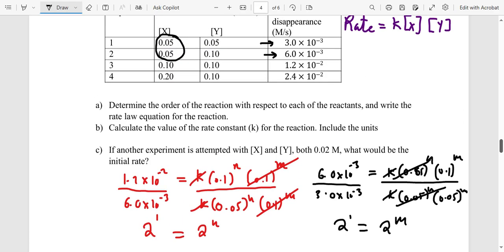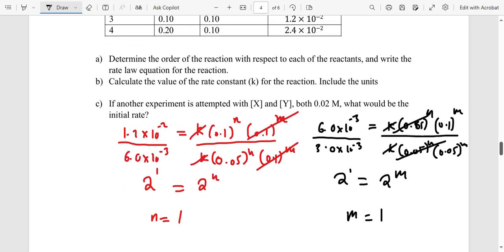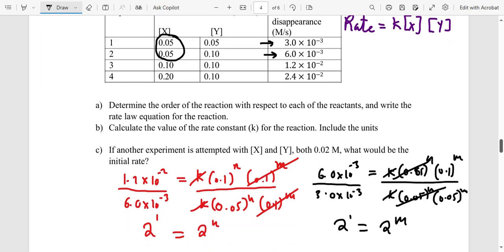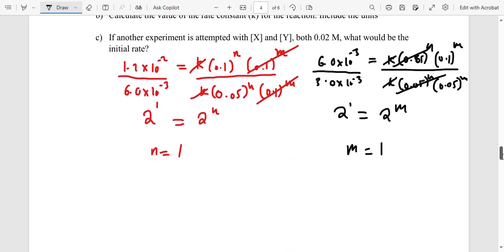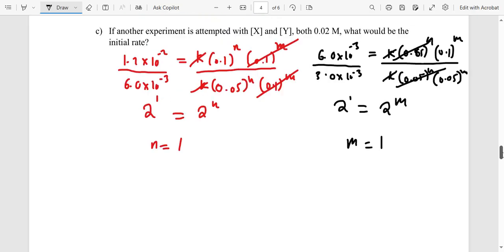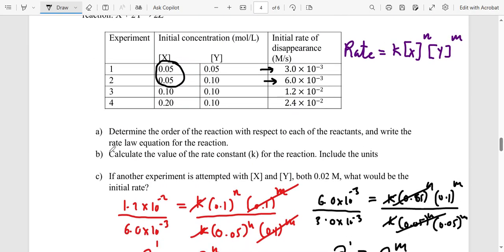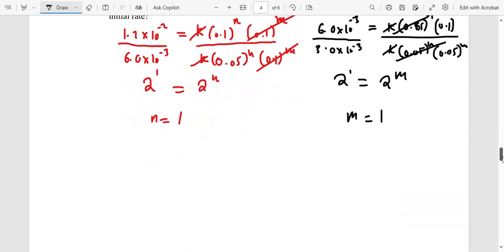The question was saying, determine the order of the reaction with respect to each of the reactants. So we are saying the reaction is first order with respect to X and first order with respect to Y, and write the rate law for the reaction. So therefore the rate law: rate is going to be equal to K, X raised to the power 1 and Y raised to the power 1. Okay, so that's how you answer that one.